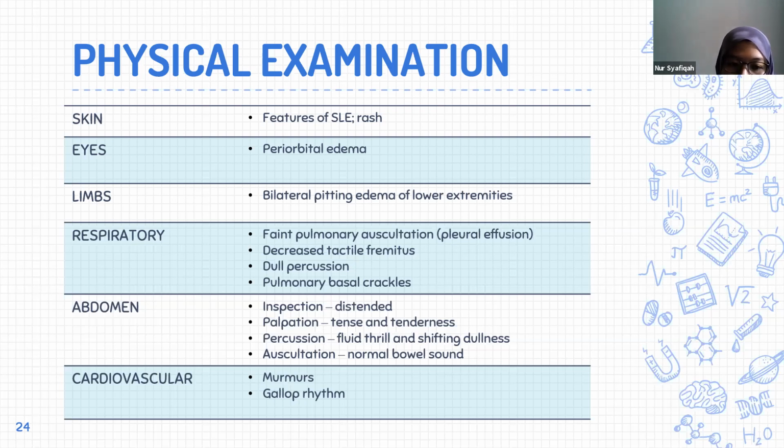Next, we examine the abdomen, where on inspection, the abdomen might appear distended, and on palpation, there might be tenseness and tenderness if there is any inflammation. And on percussion, there is fluid thrill and shifting dullness due to free fluid. And also on auscultation, we expect normal bowel sounds. On cardiovascular examination, this is to assess if there's a murmur or gallop rhythm, which can determine if the cause of the edema is from heart disease.